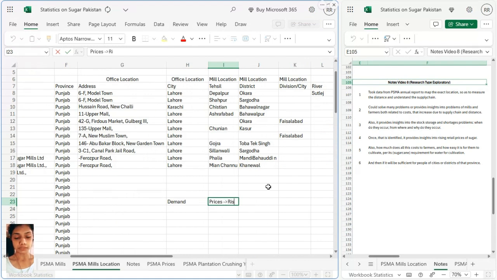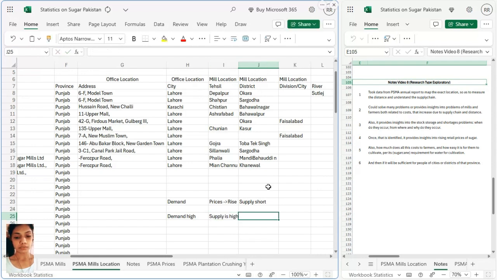Prices tend to rise. Why? Because demand is more, so people want to buy at whatever price is available because they want to make a purchase. This principle works when demand is high and supply is short. But when demand is high and supply is high, the prices are going to stay stable.